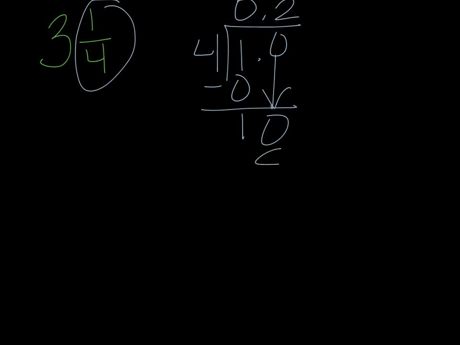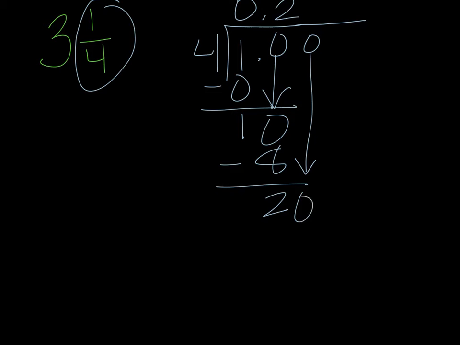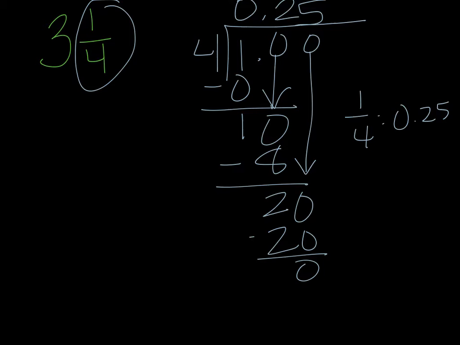4 times 2 is 8. Subtract, we get 2. Bring down another 0. 4 goes into 20 5 times, and we're done. So 1/4 equals 0.25. But we have 3 1/4, so our decimal would be 3.25. That whole number just goes in front of our decimal point. And that's how we turn a mixed number into a decimal.